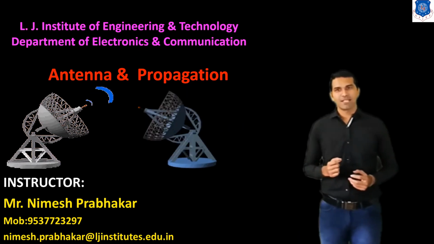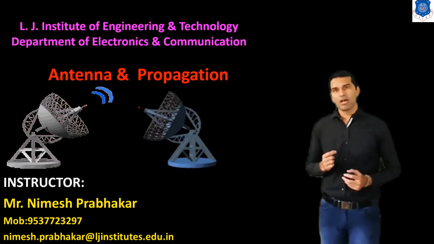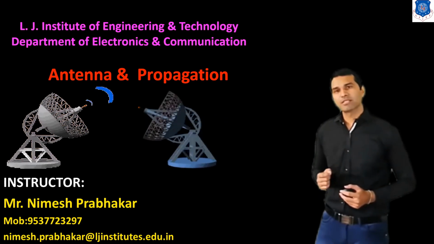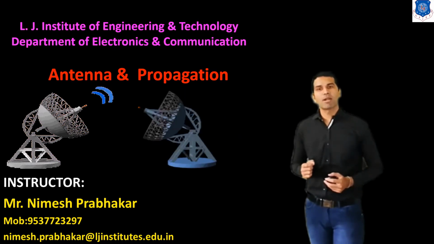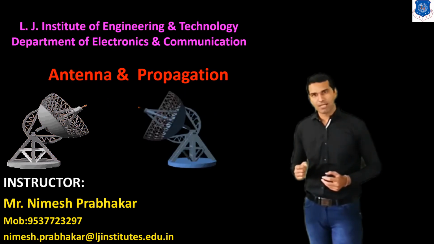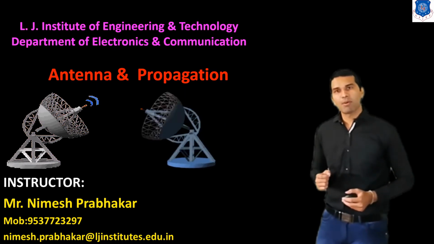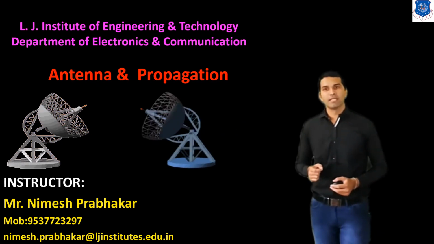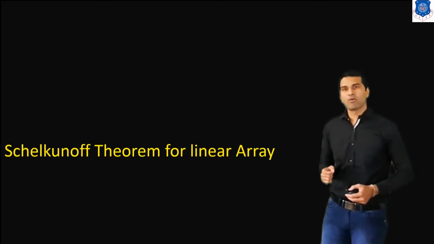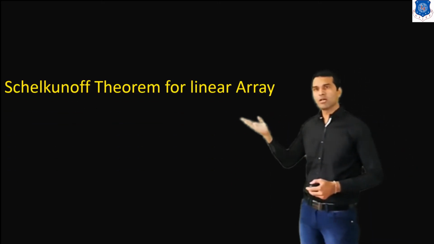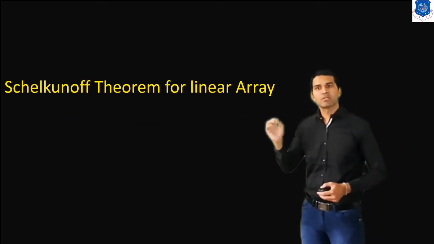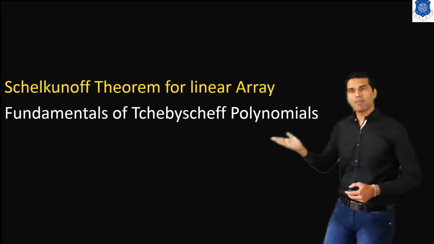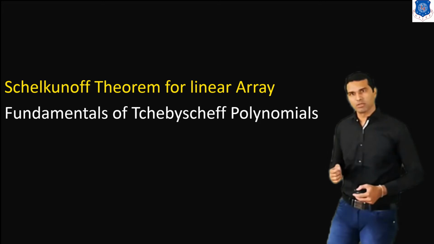In my previous lecture, we discussed the half-wave dipole antenna. Then we discussed the horizontal lambda by 2 antenna above plane ground and the vertical lambda by 2 antenna above plane ground. Now, in this lecture, we discuss the Schelkunoff theorem for the linear array. Then we discuss the fundamentals of Chebyshev polynomial.